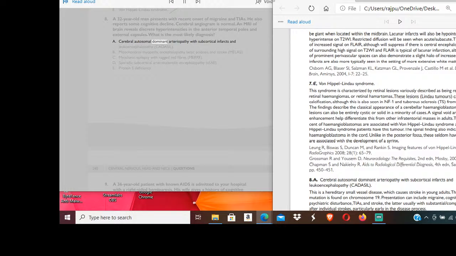A. Cerebral autosomal dominant arteriopathy with subcortical infarcts and leukoencephalopathy, CADASIL. B. Mitochondrial myopathy, encephalopathy, lactic acidosis, and stroke, MELAS. C. Myoclonic epilepsy with ragged red fibres, MERRF. D. Sporadic subcortical arteriosclerotic encephalopathy, SSAE. E. Protein S deficiency.